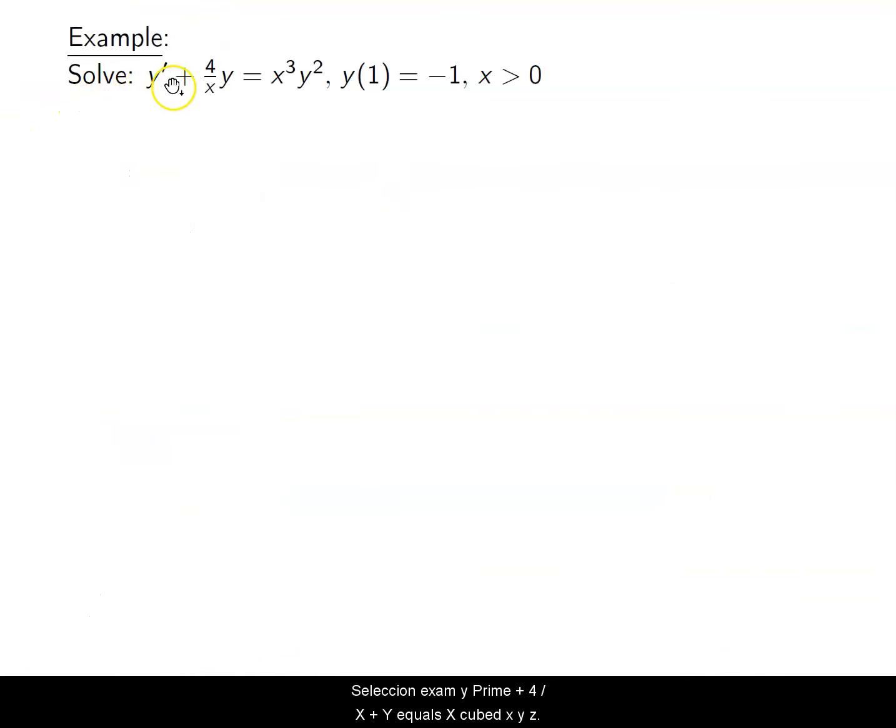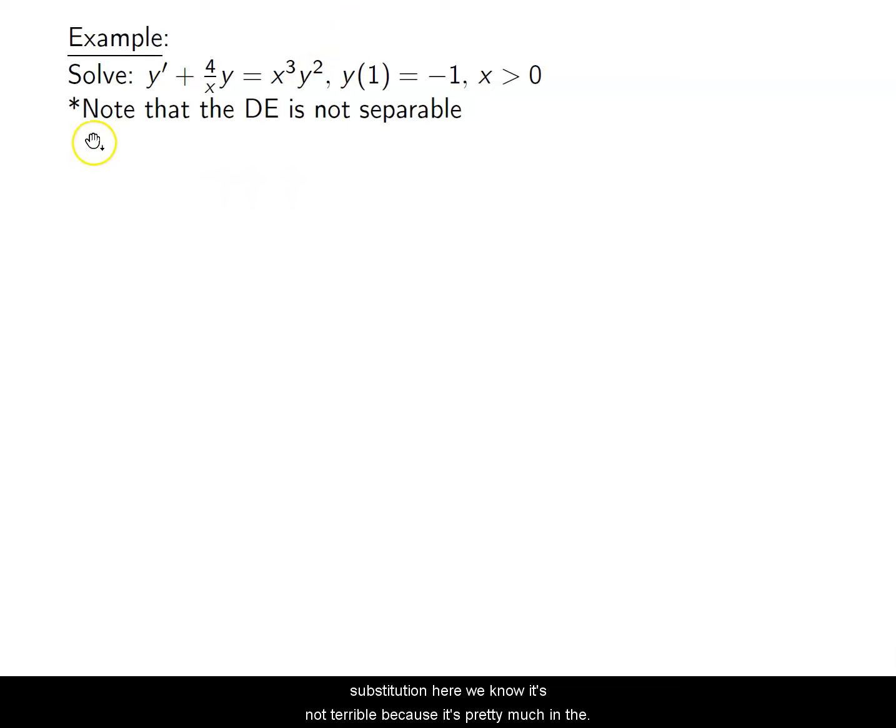So let's solve y prime plus 4 over x times y equals x cubed times y squared. Here we have the initial condition, y of 1 equals -1, x is strictly positive. So it's very clear here that our largest power of y is y squared, so we'll have u equals y squared as our substitution. Here we know it's not separable because it's pretty much in the form of the linear form that we need.